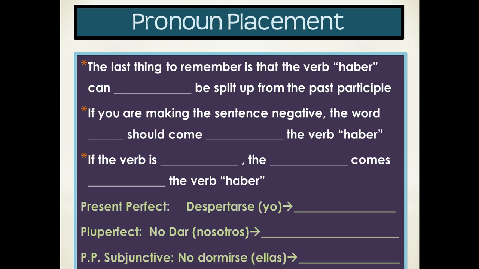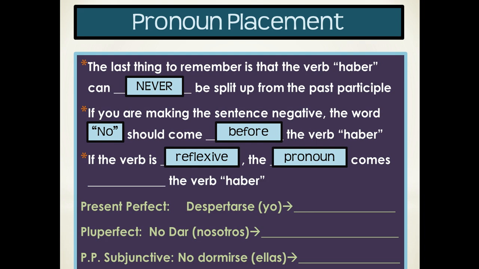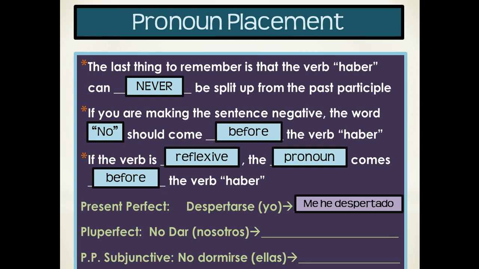The last thing that we need to remember is that the verb haber can never be split up from the past participle. If you are making the sentence negative, the word no should come before the verb haber. If the verb is reflexive, the reflexive pronoun comes before the verb haber. So in a present perfect example with despertarse, we would have me he despertado. The me, the pronoun, has to come before the other two parts. You can never split up the participle from the verb haber.